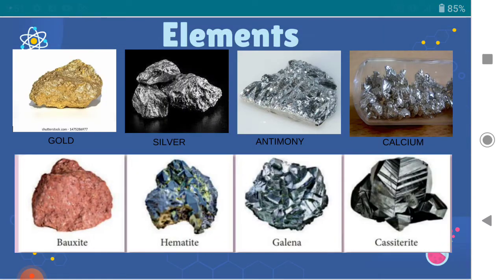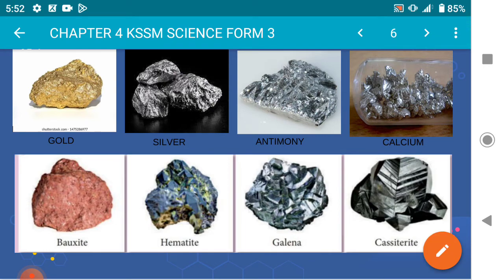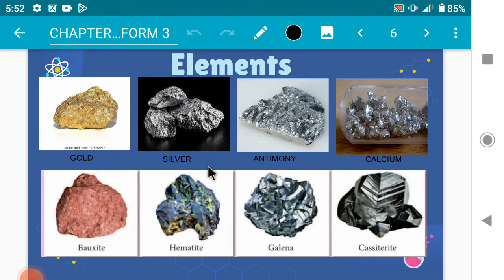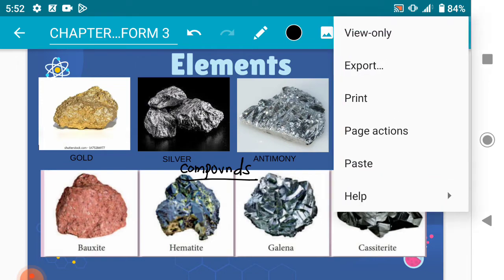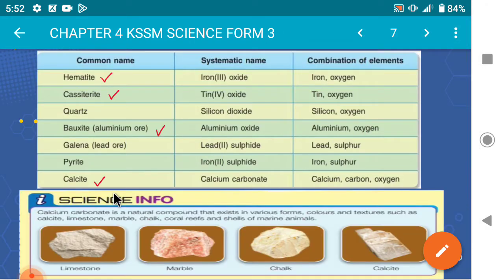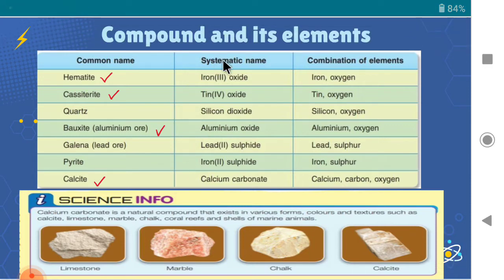So this is known as the elements. The top one is the elements: gold, silver, antimony, calcium. But the bottom one is actually the compounds. So this is compounds, and this is the elements. All right, so this is how the compounds look like.